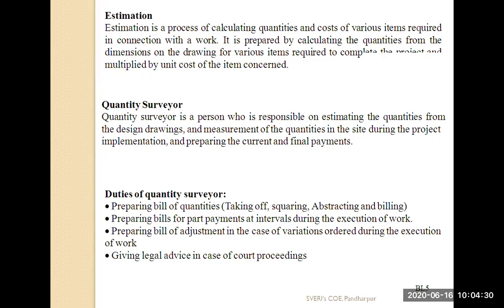He will prepare the estimate based on the drawings he has and the measurements in that particular plan. He will also prepare the bill of quantities, that is BOQs. Then the part related to accounts: current and final payments, payment for material, payment for labor, payment for any other activity. The duties of the quantity surveyor are preparing the bill of quantities, preparing the part payments during the interval of the execution of the work, bill adjustment, and giving legal advice, that is, acting as an arbitrator. So that part we have completed.